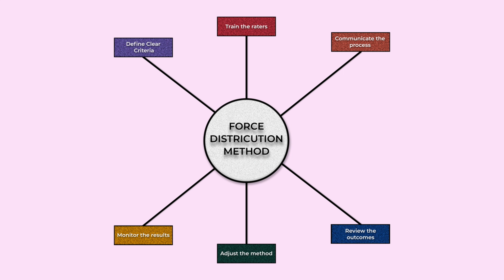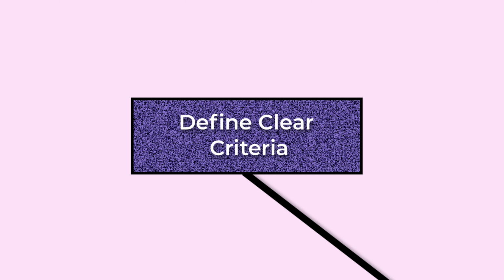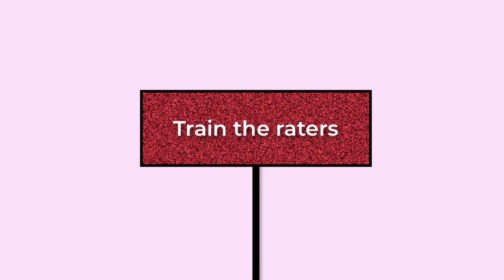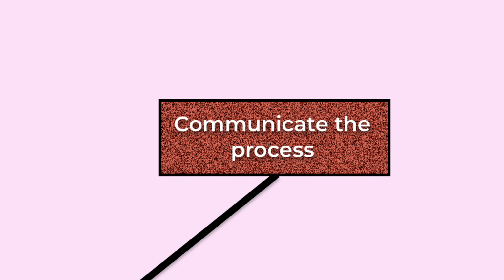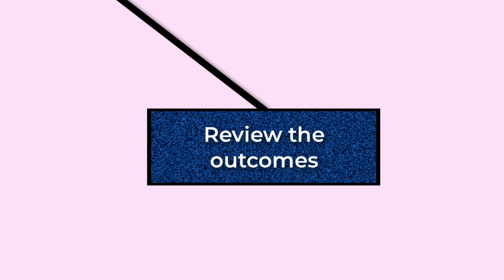How do you measure and improve the validity and reliability of forced distribution? Here are some tips to help you. Define clear criteria. The key to validity and reliability of forced distribution is to define clear and objective criteria for evaluating performance. Train the raters. The raters should be familiar with the criteria, the rating scale, and the distribution curve. Communicate the process. The employees should understand how their performance will be assessed, what the categories mean, and how the results will be used.